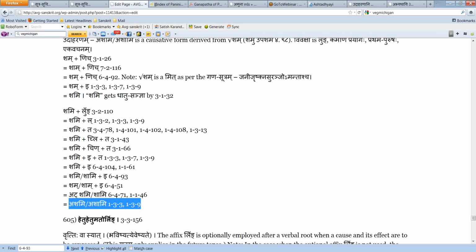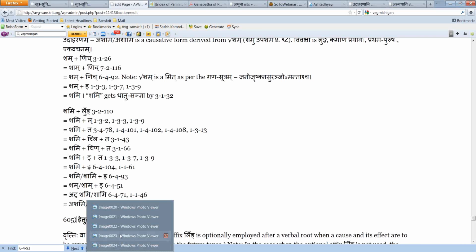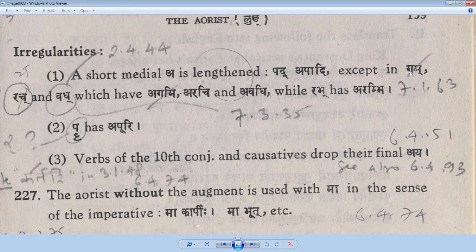Okay, now let's go back to the book. So basically no difference between Gam and Sham in the causative, but in the non-causative, because of 7334, Sham you get Ashami, Gam you get Agami. So we can make the note in the book: the 7334 does not apply to Gam.